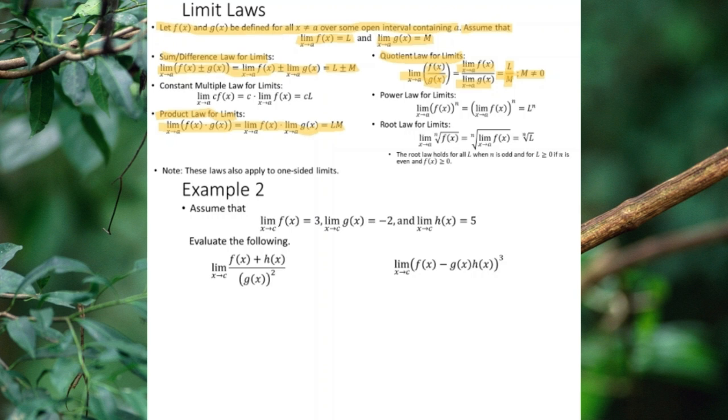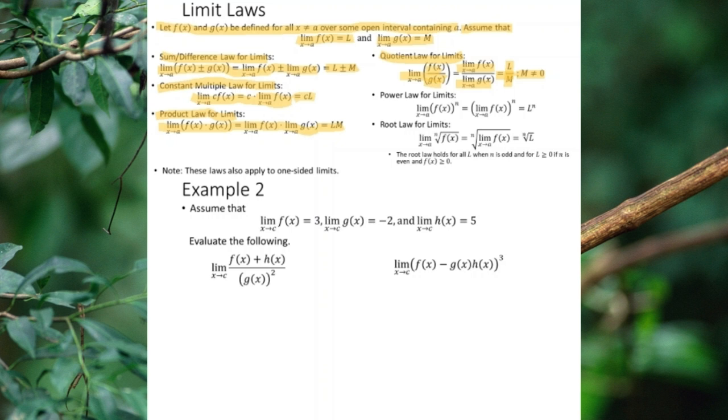The next three laws do only involve a single function, but these are scenarios that come up quite a bit. The first is the constant multiple law. This is where we multiply a function by a fixed value. So the limit as x approaches a of c times f of x equals c times the limit as x approaches a of f of x, which here would equal c times L.